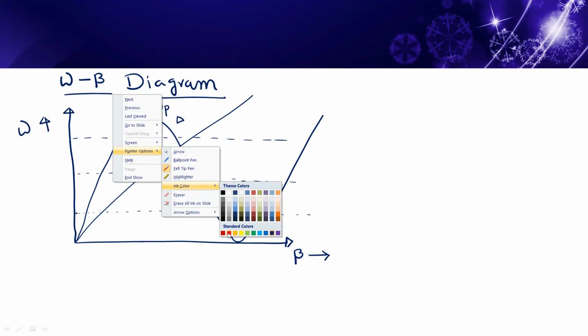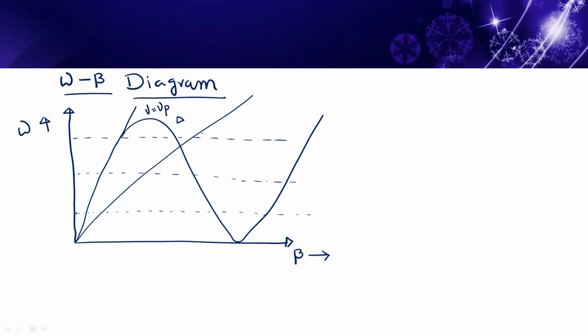I will change the color. This is the very important region where the frequency of oscillations will be developed. This part is called the backward wave. This is the region, very important for making the sustained oscillations.